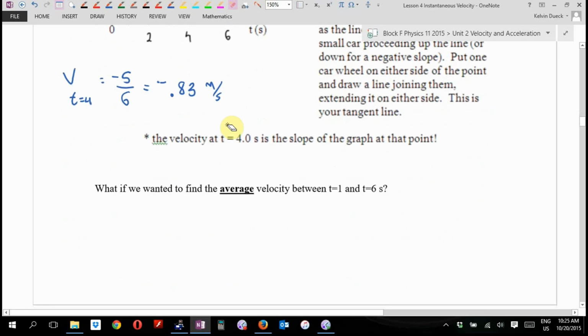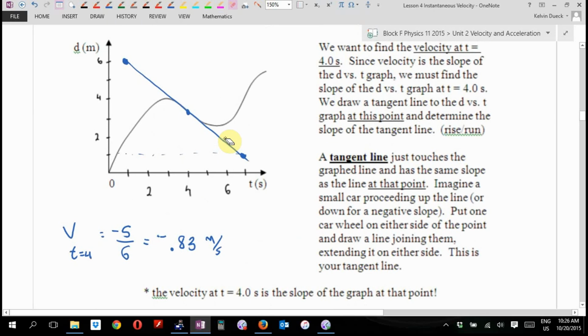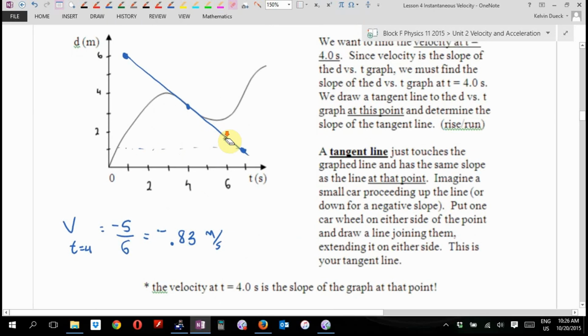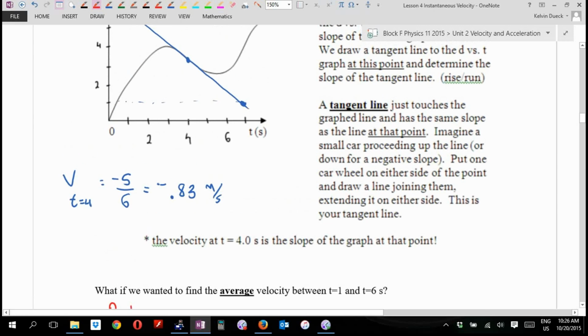Okay. What if we wanted to find the average velocity between time equals 1 second and time equals 6 seconds? The average velocity. I'm going to do that in red. The average velocity would be from there to there. It would be the slope of that line. That's the average velocity. That's the rise over run connecting those two. You can see it's very different from the instantaneous velocity.